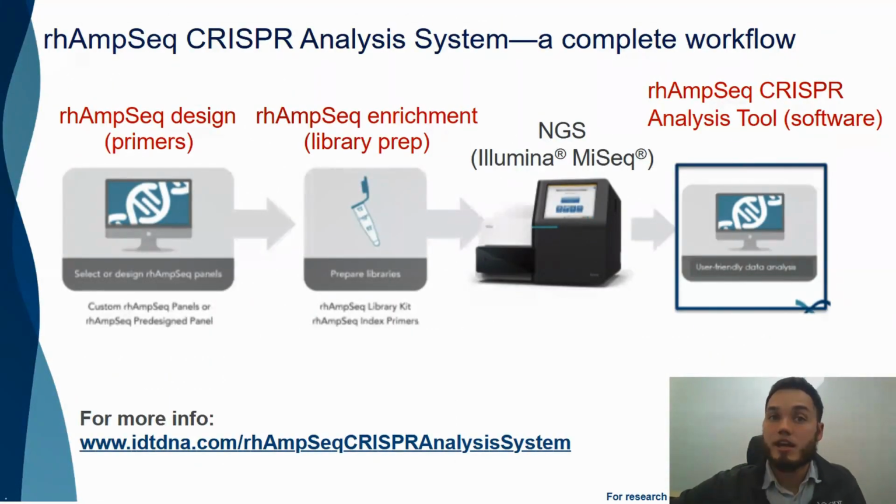So the rhAmpSeq CRISPR Analysis System is a new end-to-end workflow we've developed to help researchers quantify the effects of on and off-target editing using NGS. This includes developing Rh primers for multiplex PCR using our rhAmpSeq Design Tool, preparing the amplicon libraries using the corresponding master mix, and analyzing the sequencing data produced from an Illumina MiSeq in an easy-to-use web platform.